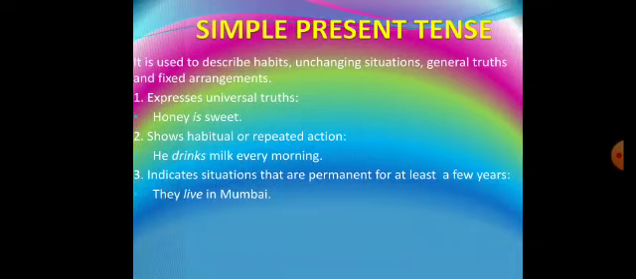And simple present tense indicates situations that are permanent for at least a few years. For example, they live in Mumbai. So they live in Mumbai. This is actually permanent for at least a few years. He or she or they have been living in Mumbai for many years. So this is in simple present tense.